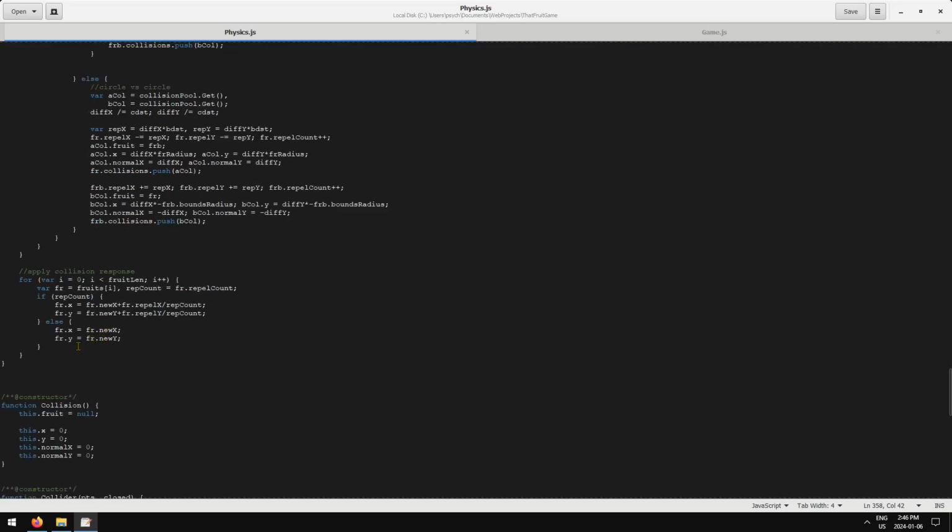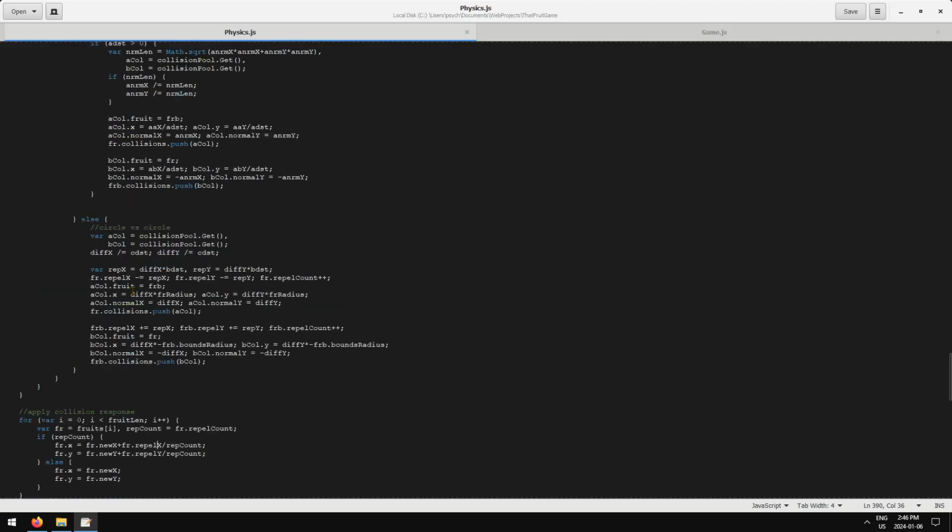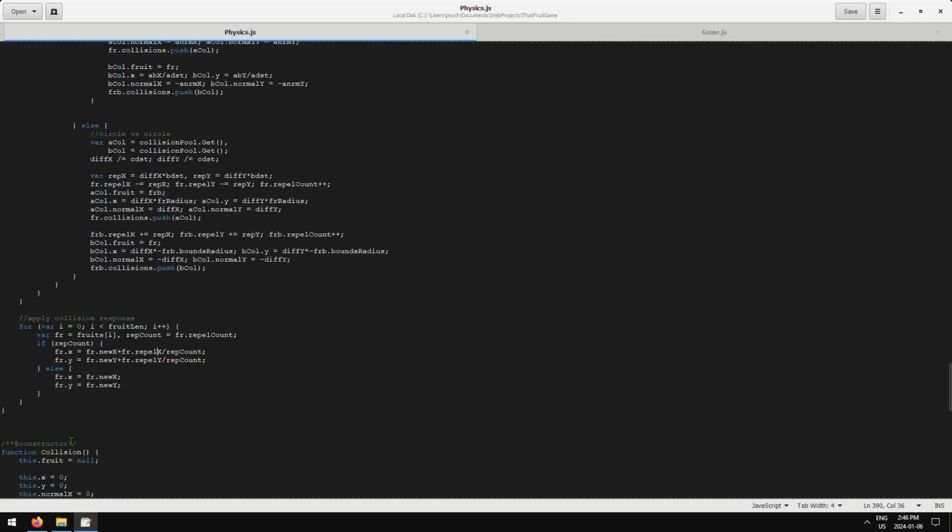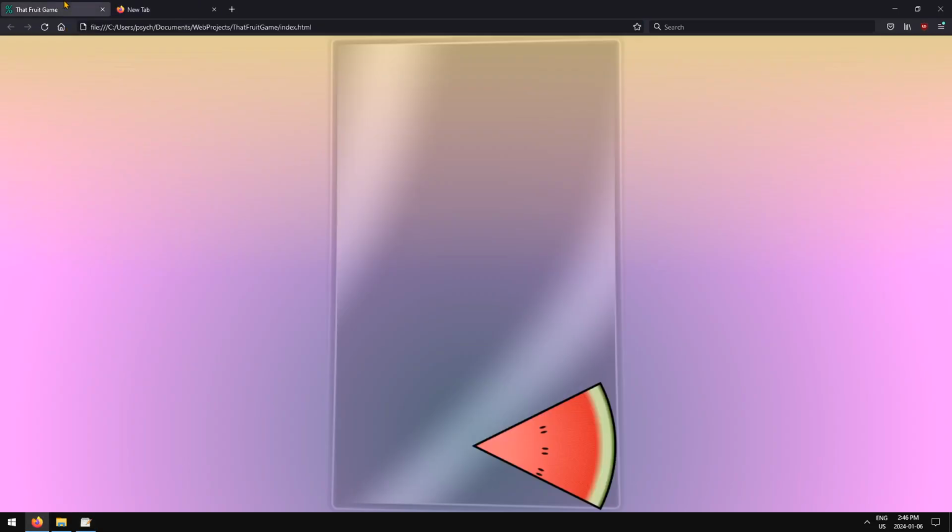And then finally, this is the part where I need to program the actual collision response. Right now I just apply the repel, so this solves the collision. But what we need to do now is change the velocity in response to these collisions that we've built up. So let me show you what we have right now though.